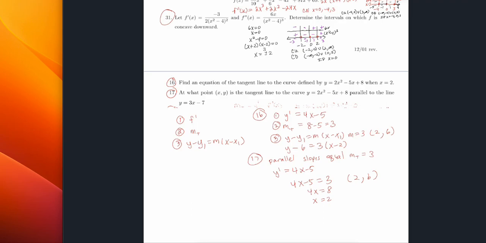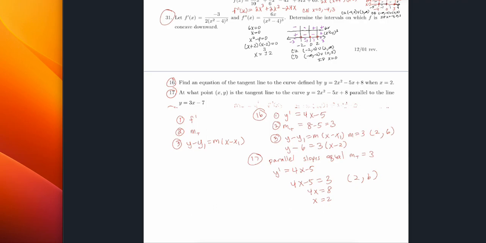Just plug, anytime you want a point that touches your graph, just plug the x value back into your original. I plugged the x value right into there. So 2 back in. Yeah, 2 back. So it'd be 8 minus 10 plus 8.